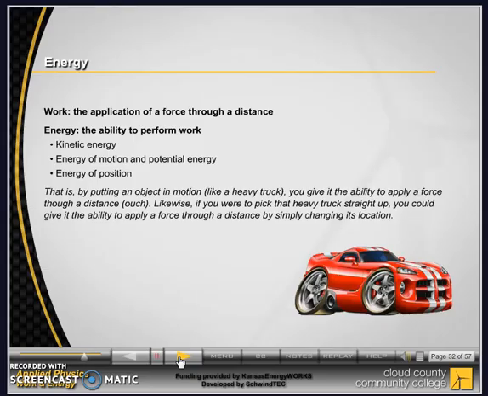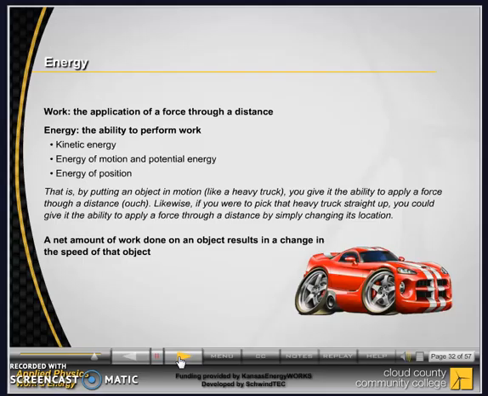Returning to our previous result, we see that a net amount of work done on an object results in a change in the speed of that object. Also, we define the quantity as the kinetic energy of the object.